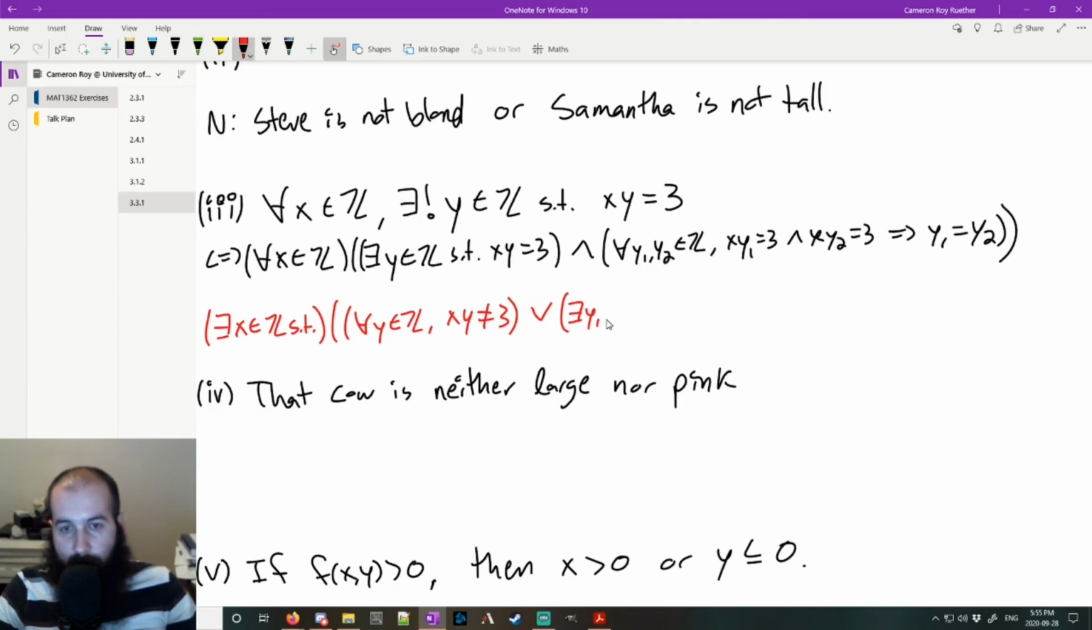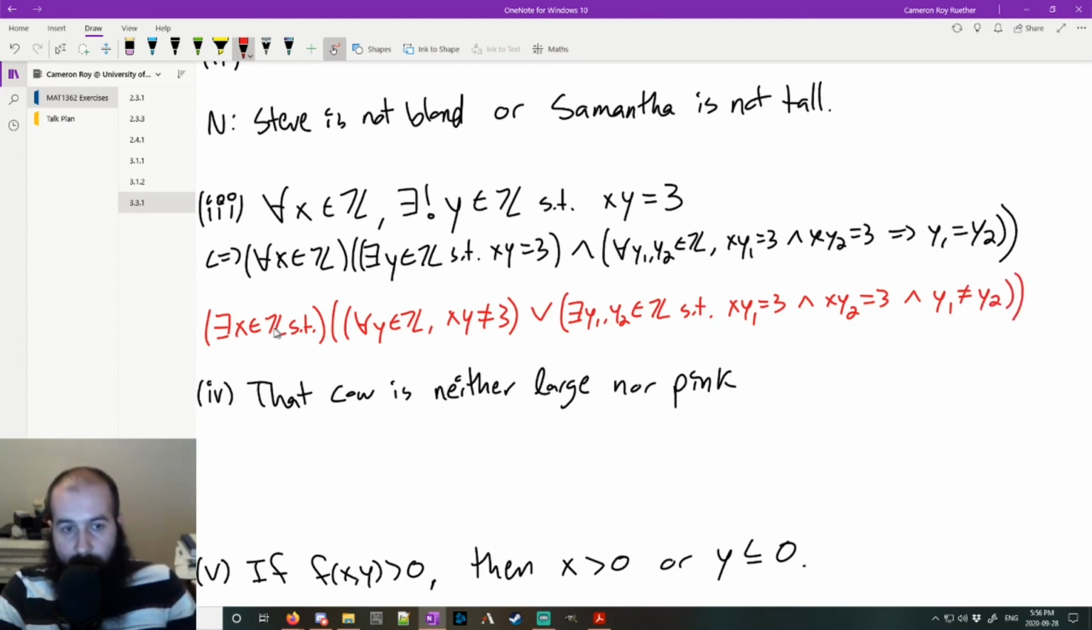So there exists y1 and y2 integers such that the negation of an implication is the first part stays the same. You get an and, the last part gets negated. So such that xy1 is equal to 3 and xy2 is equal to 3 and y1 is not equal to y2.